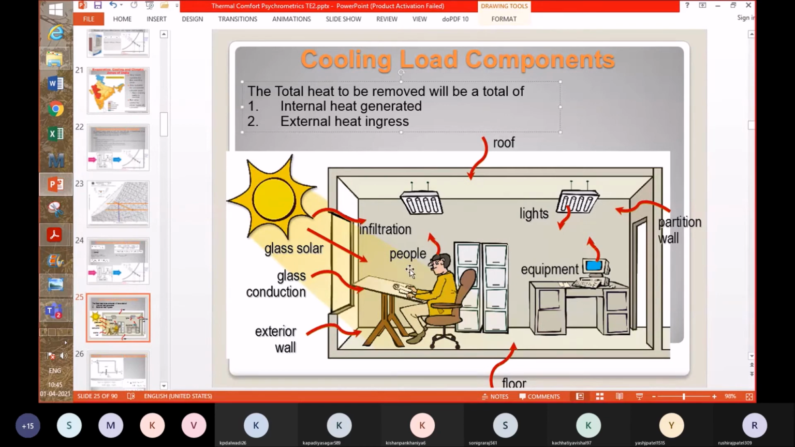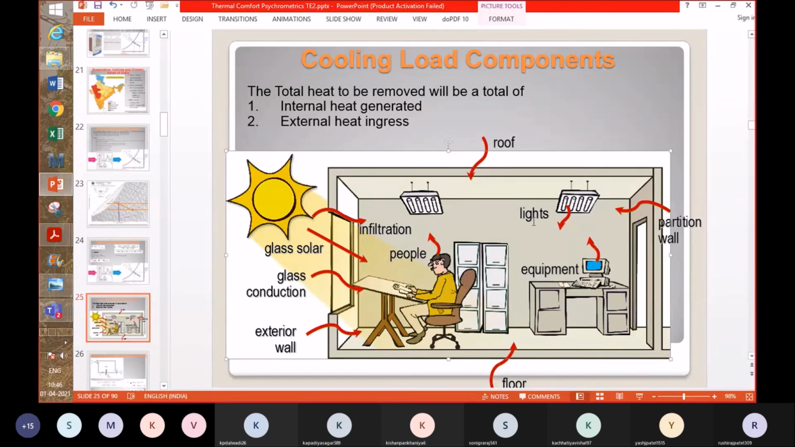Now there are internal sources of generation also, probably starting with lights. Nowadays the efficiency of lights with LED bulbs has increased, so there is not a lot of heat generation, but it still depends upon the amount of lights provided in the room. Whatever power it consumes, some part gets converted into light, and the remaining part gets converted into heat, and that heat enters into the space. So that is lighting load. Lights are also responsible for adding heat into the conditioned space.